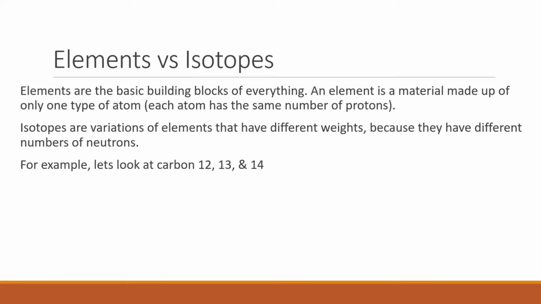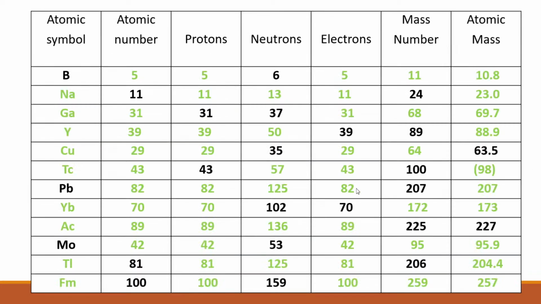In our last lesson, we talked about protons, neutrons, and electrons, and how we can use information given on the periodic table and information written in a specific pattern to determine how many protons, neutrons, and electrons there are in an atom. And we ended the lesson looking at this chart.